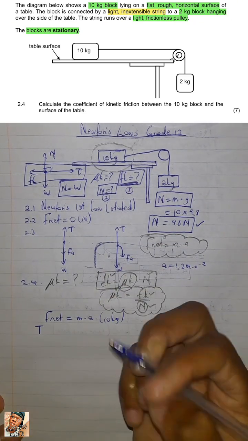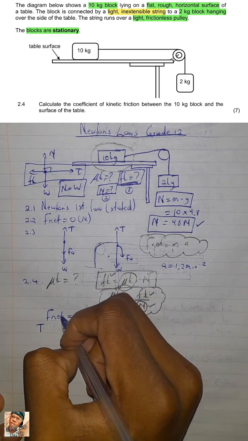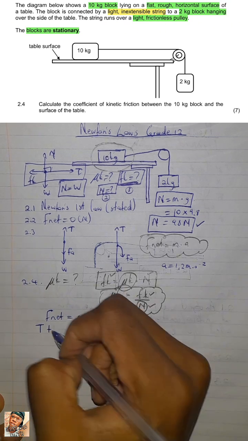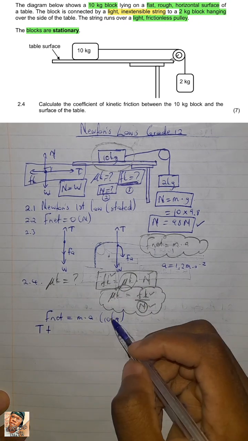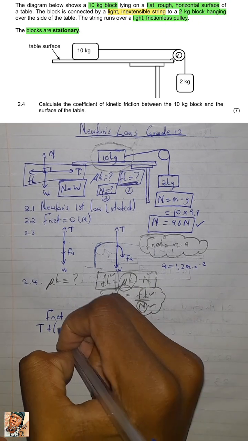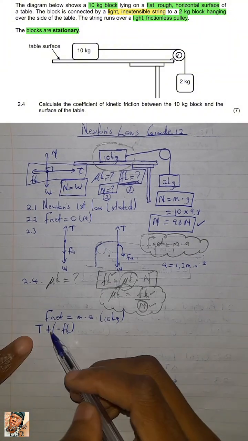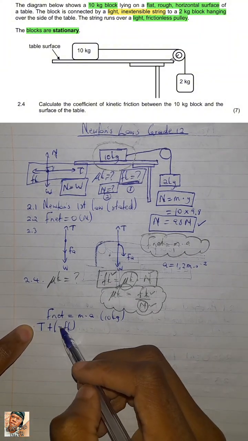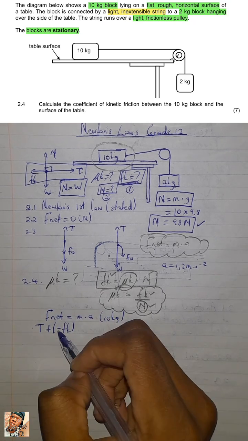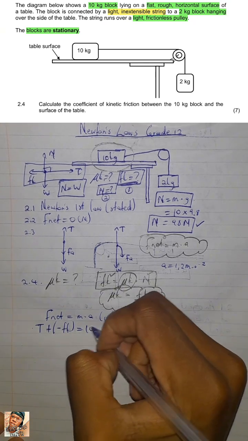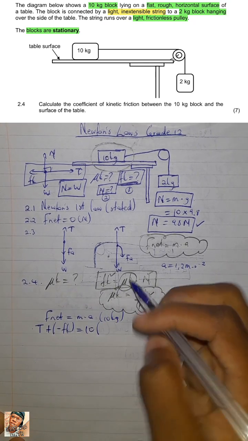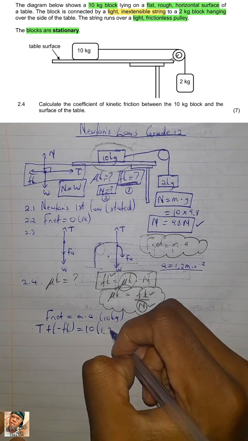So we're going to consider positive. And since this is the net force, we say plus, because we are finding the total effect, or the sum, right? But we're going to write negative frictional force, because it is acting in the opposite direction of the tension. So they must not have the same sign. Tension is positive, therefore frictional force must be negative. So we have T plus minus Fk, which is equal to 10 kg, so the mass is 10, multiplied by the acceleration, which is 1.2 meters per second squared.